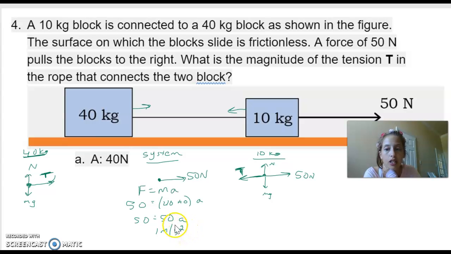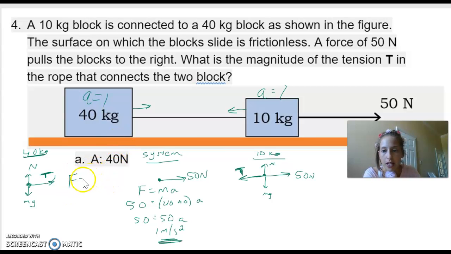So now, to figure out this tension, we use the fact that acceleration equals 1. Because if the system's accelerating at 1 meter per second squared, that means this block has an acceleration of 1 and this block has an acceleration of 1. Neither of them is going to win. They have to accelerate together, so they have the same acceleration as the system.